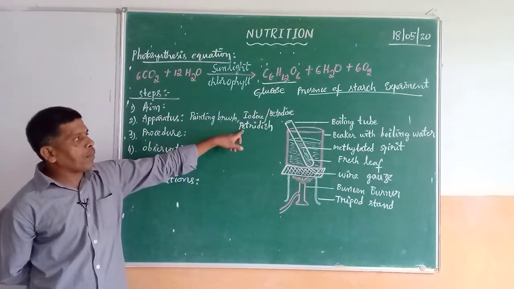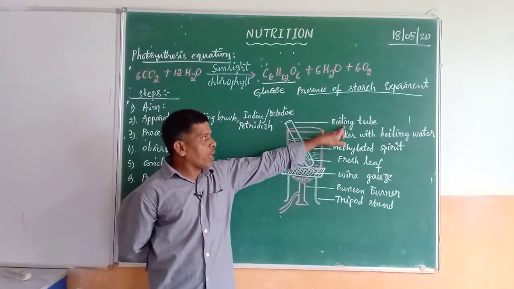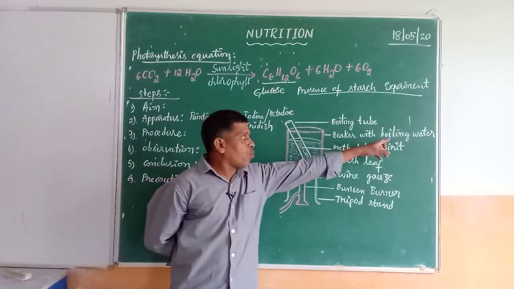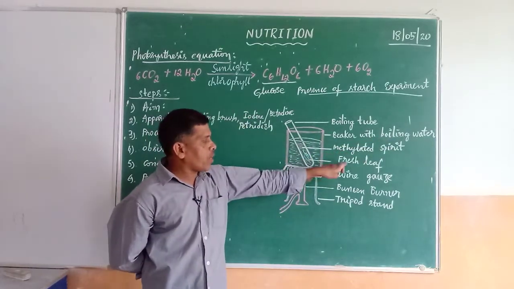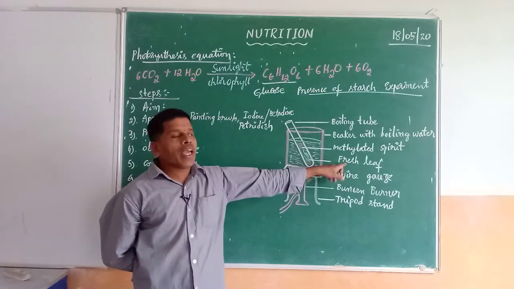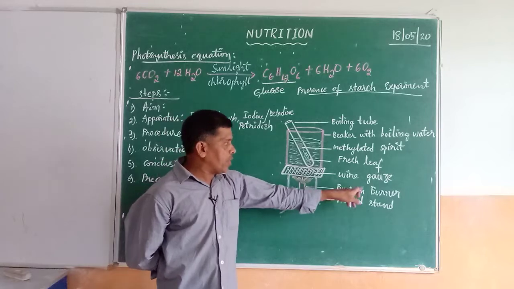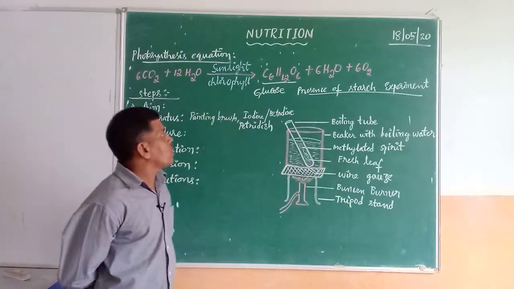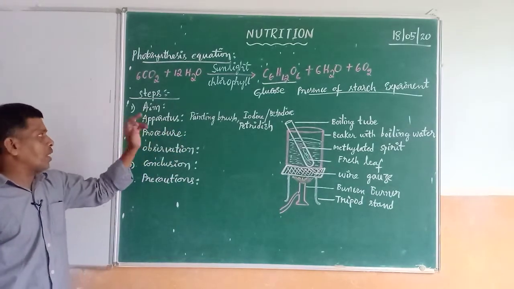Then we require one petri dish, a glass container. Apart from this we require a boiling tube, a beaker, and water. Then methylated spirit, and a fresh leaf selected from a healthy plant. Then we require a wire gauze, a Bunsen burner, and a tripod stand. These are the materials, which are written under the second side heading called apparatus or materials used.